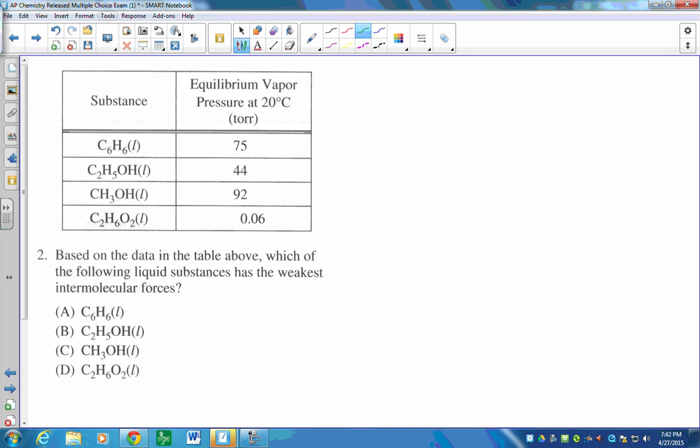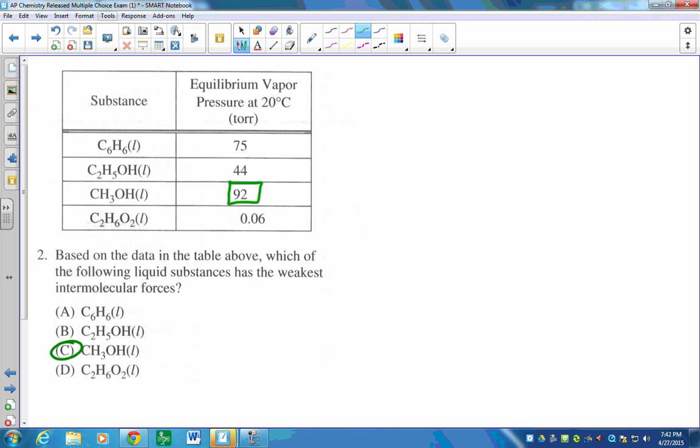Okay, so now this problem, this is a crazy problem. Which has the weakest intermolecular forces? Okay, this one has the highest vapor pressure. It either has the strongest intermolecular forces or the weakest intermolecular forces. And I submit to you that it is the weakest.